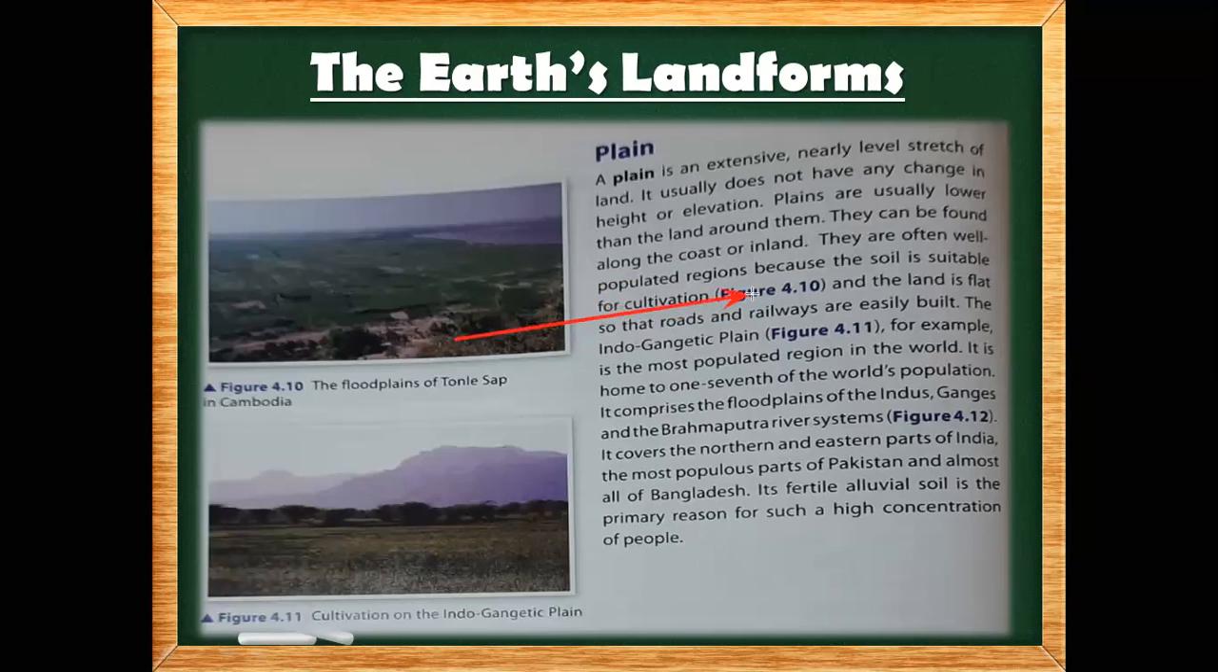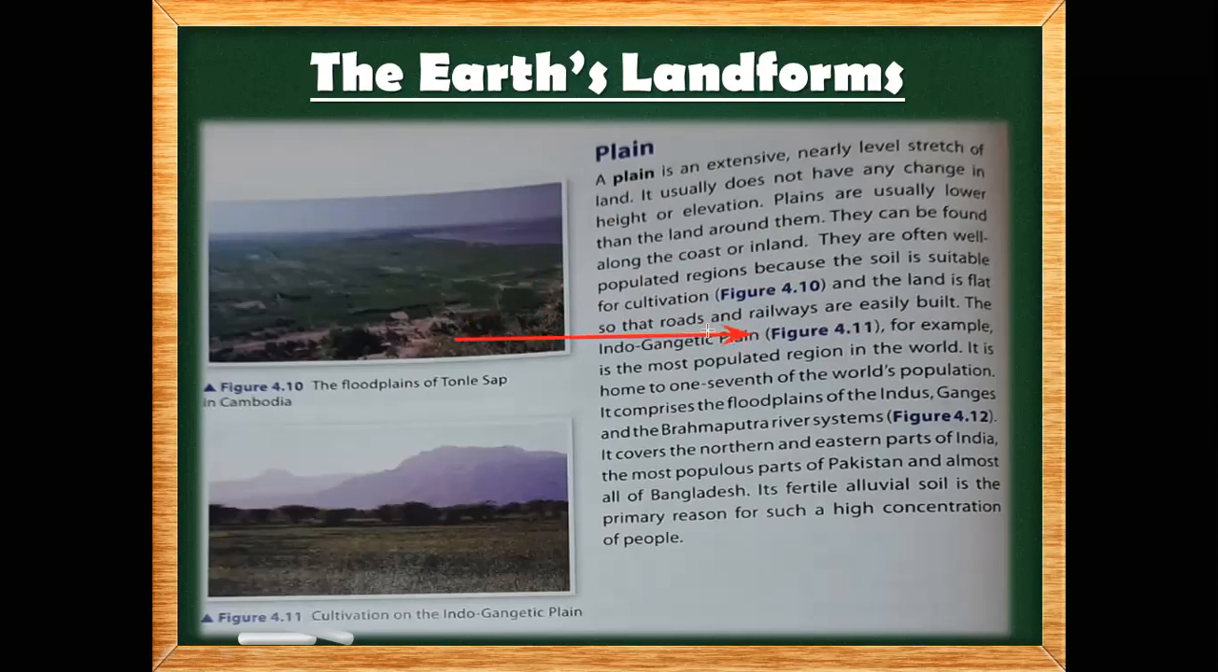So figure 4.10, the floodplains of Tonle Sap in Cambodia. They just add the pictures to give you the reference, like I am adding the pictures for you in the presentation. The land is flat, so the roads and railways are easily built. When the land is plain, what will happen? We can make the houses, the roads, we can make the crops grow, we can make the railways easily.